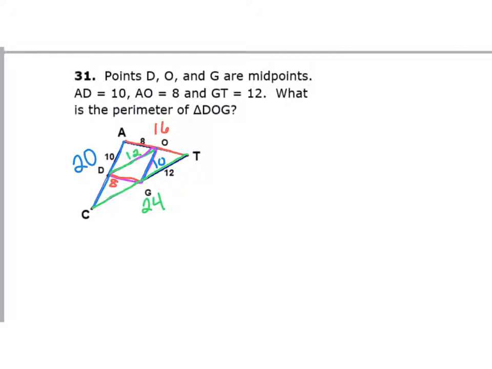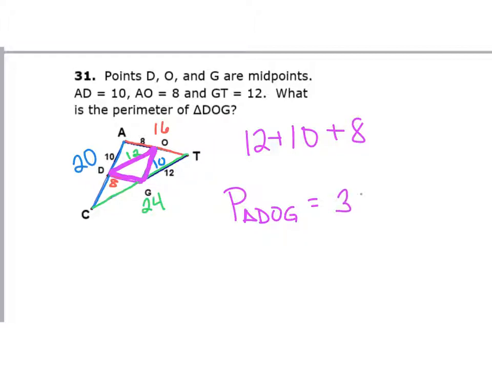So again, I'm trying to find the perimeter of triangle DOG. All I need to do is add those sides together. So I'm going to add the 12 plus the 10 plus the 8, which is going to give me a perimeter for triangle DOG of 12 plus 10 plus 8, which is a perimeter of 30 units long.